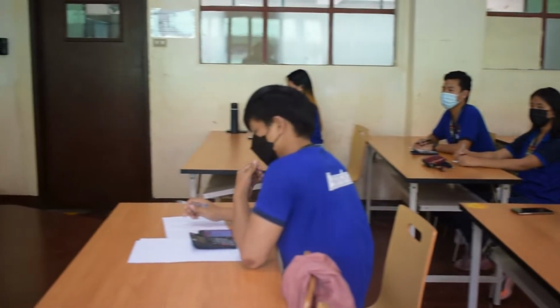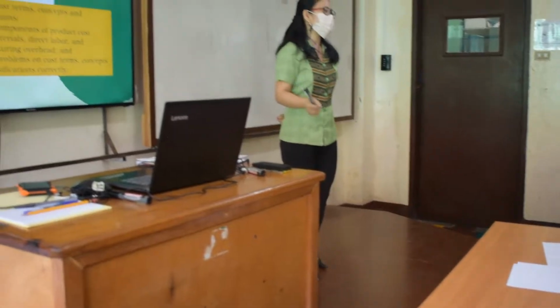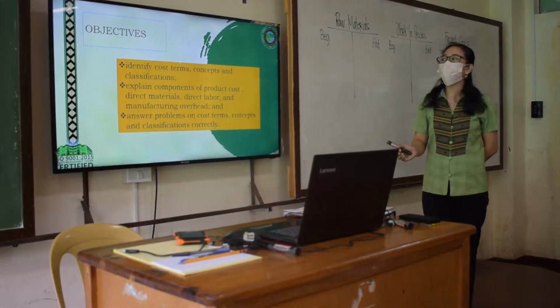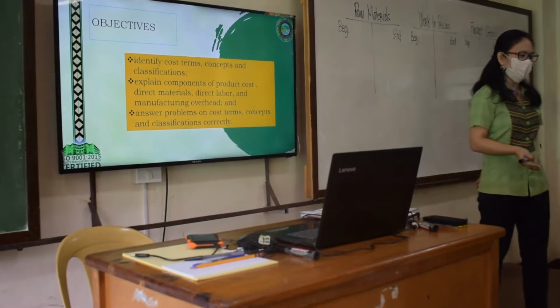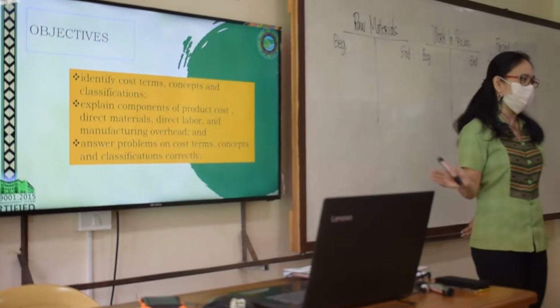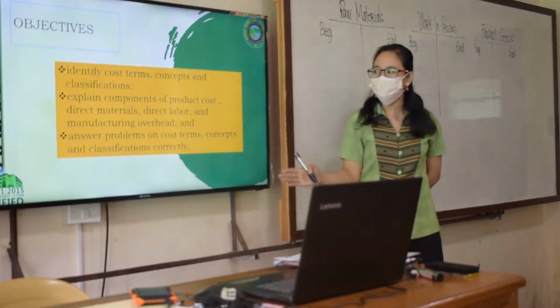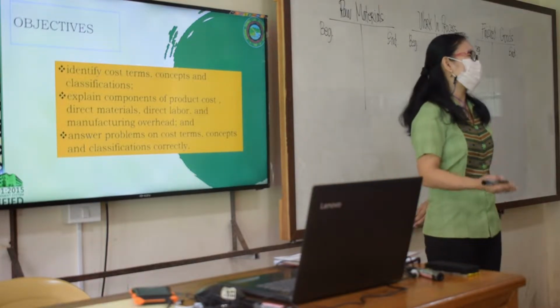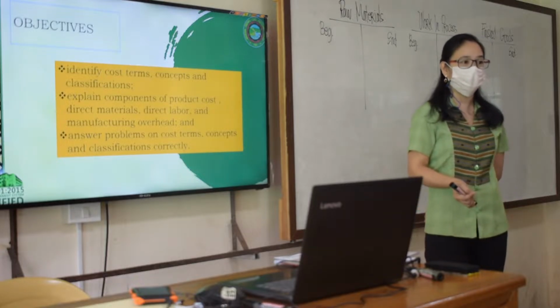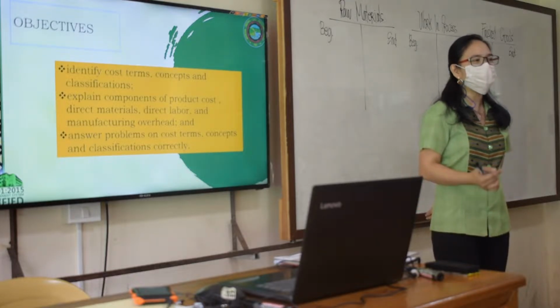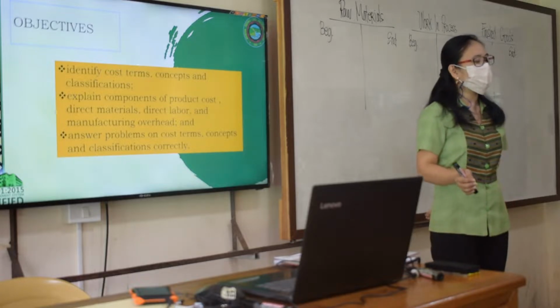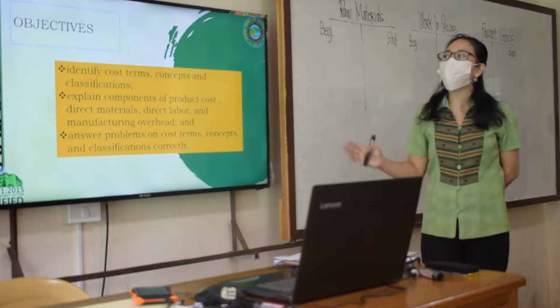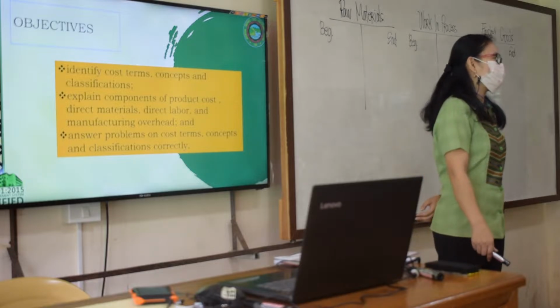To start with, we have the objectives for this session. The first objective is to identify cost terms, concepts, and classifications. The second one is to explain the components of product cost: direct materials, direct labor, and manufacturing overhead. And of course, for every section, we always have problem solving in all your major subjects. Since this is your major subject, we'll also be solving problems pertaining to these various cost terms.